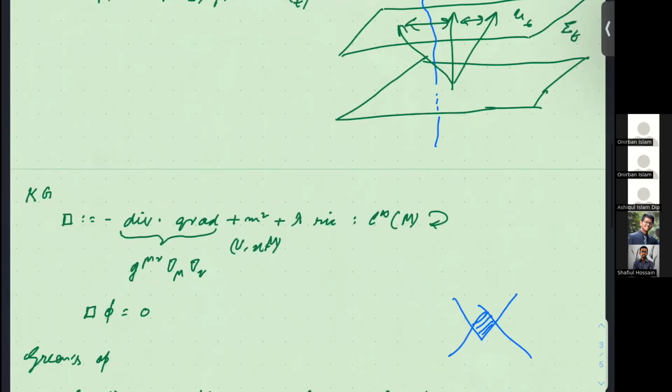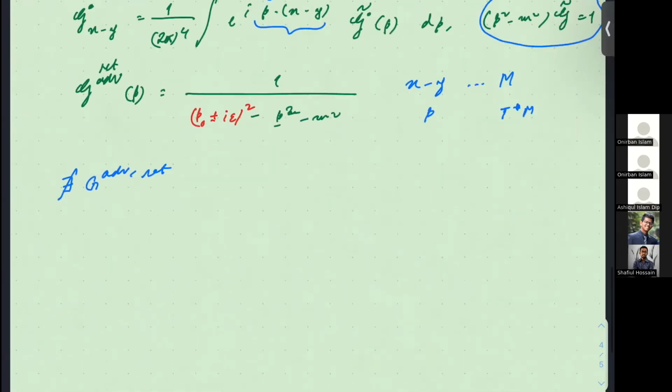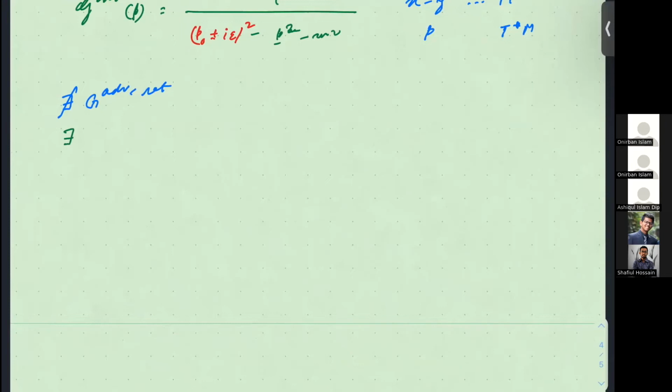So now we are in a happy situation. There exist advanced and retarded Green's operators for a wave equation on a globally hyperbolic spacetime. And these are unique. So this is really a beautiful result. And since these are unique, we can immediately construct the causal propagator by retarded minus advanced.